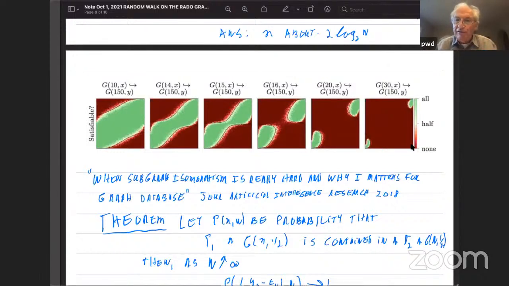And there's a scale. But when the big graph had 150 and the little graph had 10, you could find it a lot. It depends on P1 and P2, but you could find it a lot. When the little graph had 14, well, you could kind of find it a lot. Little graph had 15, when P is close to a half, you could still find it. And there was a break at 16. So these are striking pictures. And Don Knuth showed me these pictures and said, can you explain those pictures?